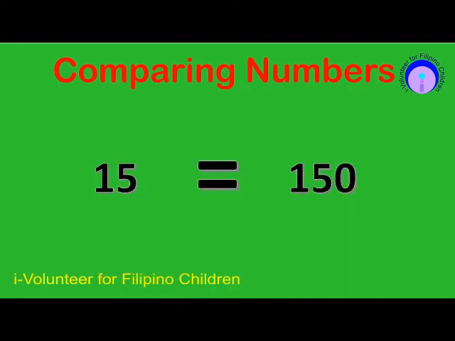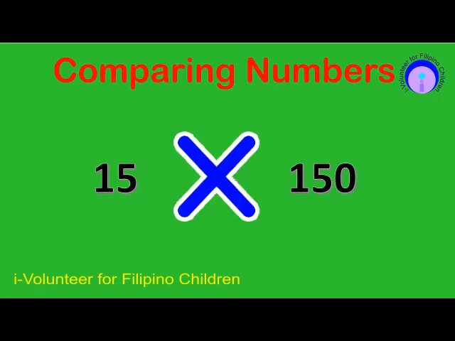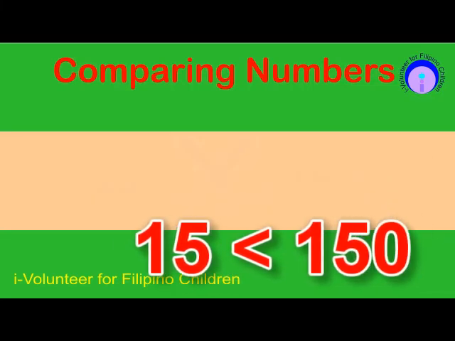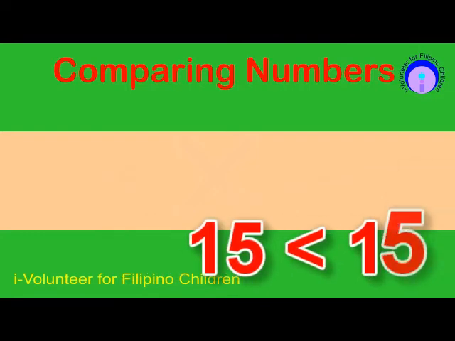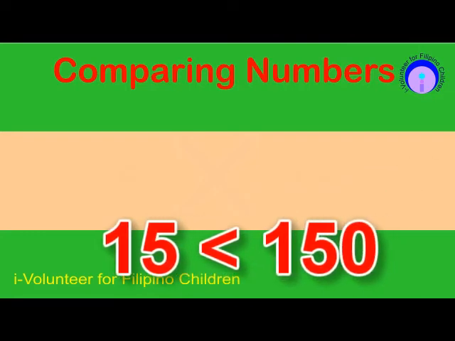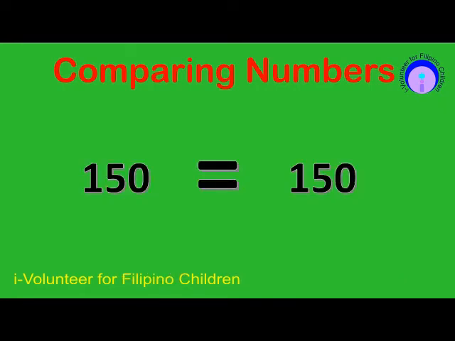The number is 15 equal to 150. The answer is false. The correct answer is 15 is less than 150. Again, I will repeat, 15 is less than 150. The number is 150 equal to 150. The answer is true. You may say it as 150 is equal to 150.